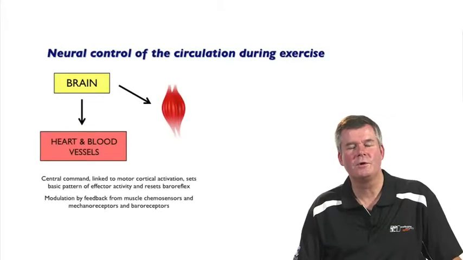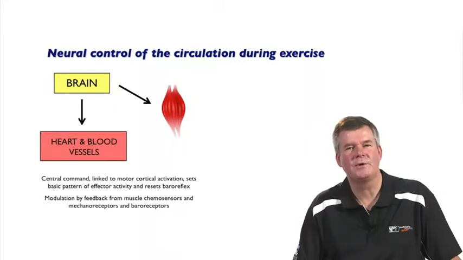In terms of the neural control of the circulation, we see two important regulatory factors. The so-called central command, or the descending activation of the heart and some of the vascular responses linked to motor cortical activation. And this has really been described since the early 1900s, when even the anticipation of exercise can result in a slight increase in heart rate. And central command, if you like, sets the basic level of cardiovascular activity during exercise. It's also central command that resets the baroreflex.